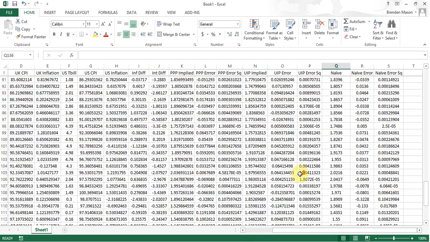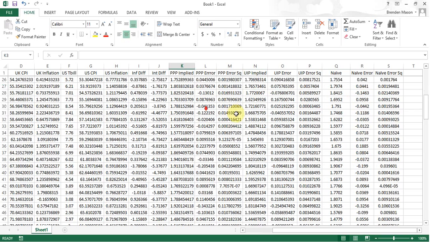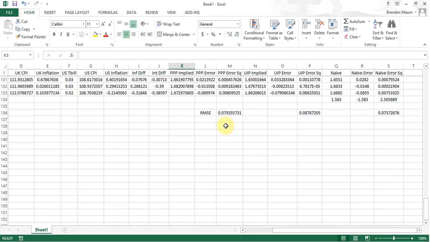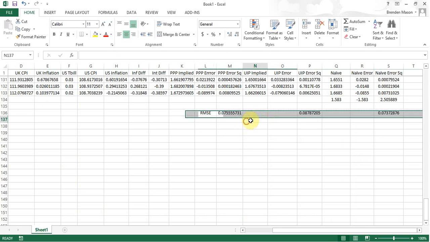Notice that with purchasing power parity implied, we're missing a forecast. Uncovered interest parity and naive forecast have one more value than purchasing power parity implied. But that's okay. That's not a big deal. We have 133 observations here, so purchasing power parity is just one less than the other two. That's not a big deal.